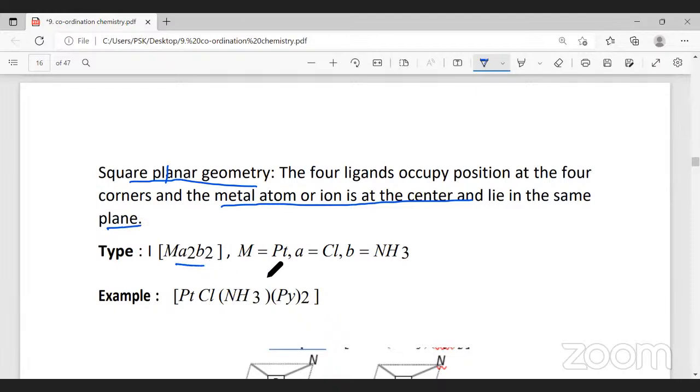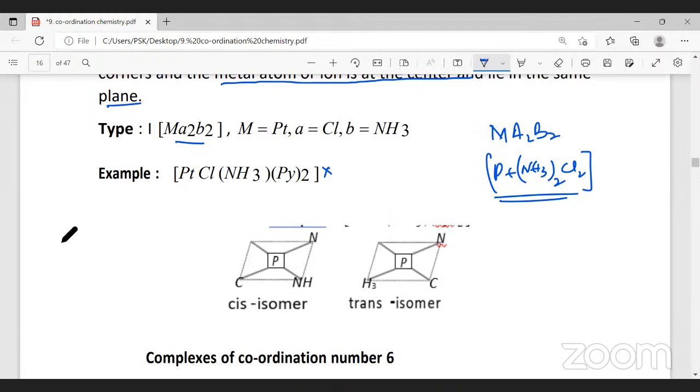Ma2B2 type. See, this is a different example. I told you metal, A2B2 type. A is a ligand, B is a ligand. I gave you platinum, NH3 twice, and Cl twice. I took that example to explain. And here they have taken a different example: chlorine, platinum, chlorine, ammonia, and pyridine. Py stands for pyridine. Pyridine is also a monodentate ligand.